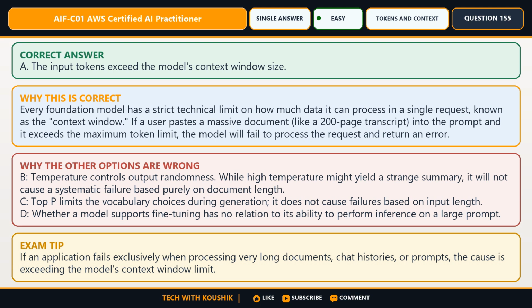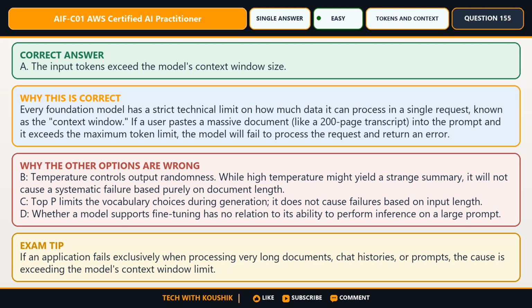B. Temperature controls output randomness. While high temperature might yield a strange summary, it will not cause a systematic failure based purely on document length. C. Top P limits the vocabulary choices during generation. It does not cause failures based on input length. D. Whether a model supports fine-tuning has no relation to its ability to perform inference on a large prompt.